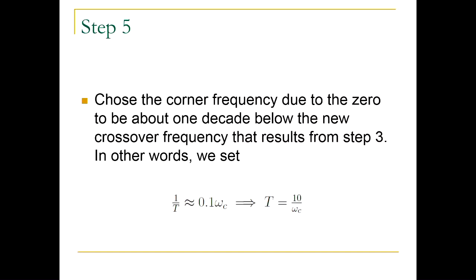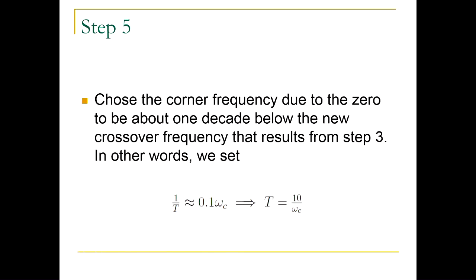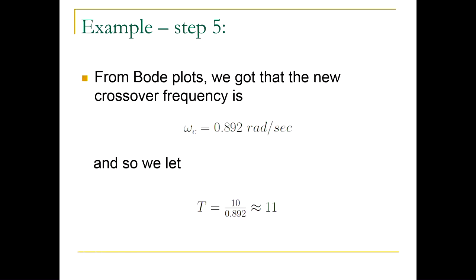Let me see where the new crossover is. The crossover frequency, where we read out the phase margin, happens at 0.92. So when we substitute all of this, we get roughly 10 divided by 0.892. We say roughly that's 11.